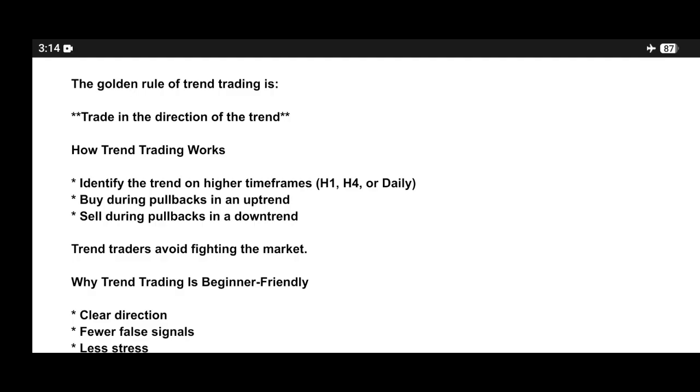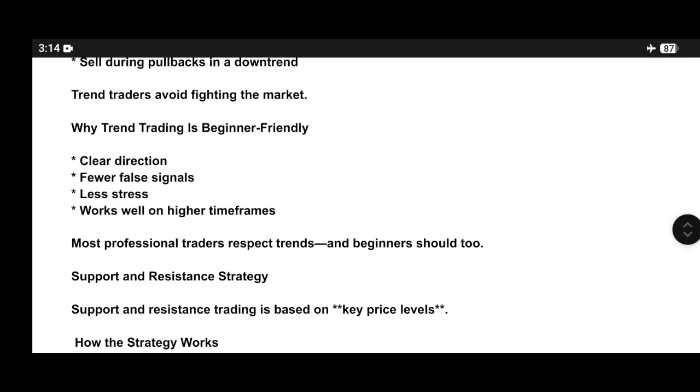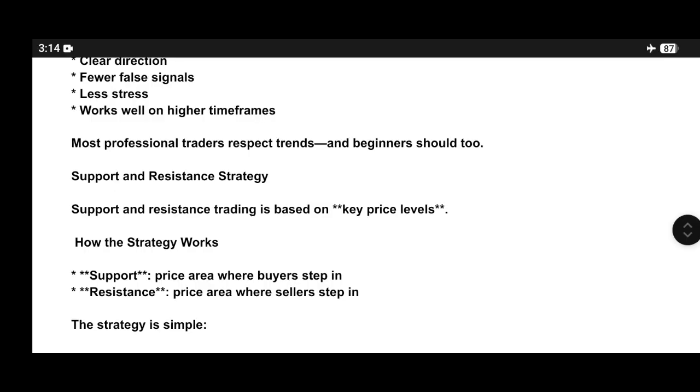Why is trend trading beginner friendly? Number one, clear direction, fewer false signals, less stress, and it works well on higher time frames. Most professional traders respect the trend, and beginners should too. Support and resistance strategy. Support and resistance trading is based on key price levels. How the strategy works is this: support is a price area where buyers are likely to step in, and resistance is a price area where sellers are likely to step in.